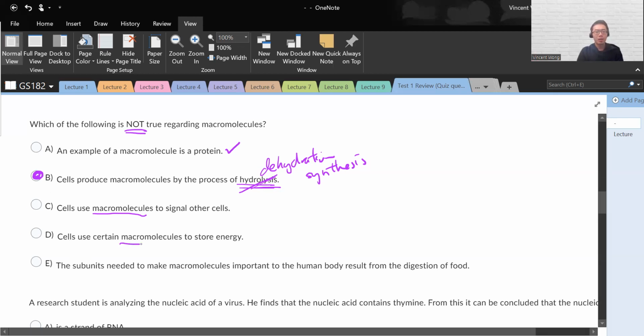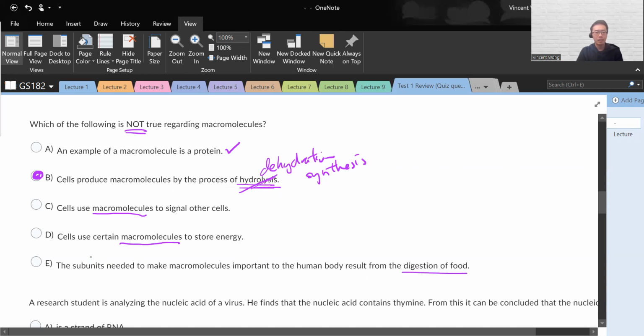Cells use certain macromolecules to store energy. Glycogen is a macromolecule, starch is a macromolecule, and we know they are used for storing energy in animals and in plants, right? The subunits needed to make macromolecules important to human bodies result from digestion of food, right?